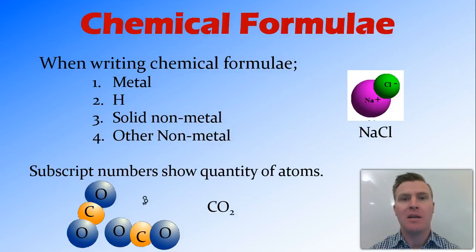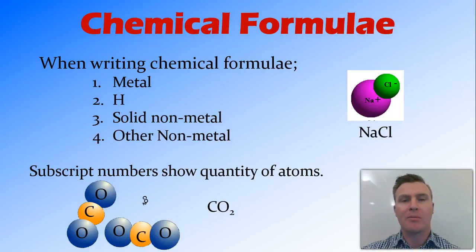Okay, we've got carbon here, which is a solid nonmetal, so it goes first. We then have the other nonmetals, and oxygen is a gaseous nonmetal, so it goes next. And you can see that there are 2 oxygen atoms in this compound, so we put a subscript 2 next to the O to show that there is 1 carbon and 2 oxygens. So writing a chemical formula, once you know what the elements within the compound are, is quite easy.